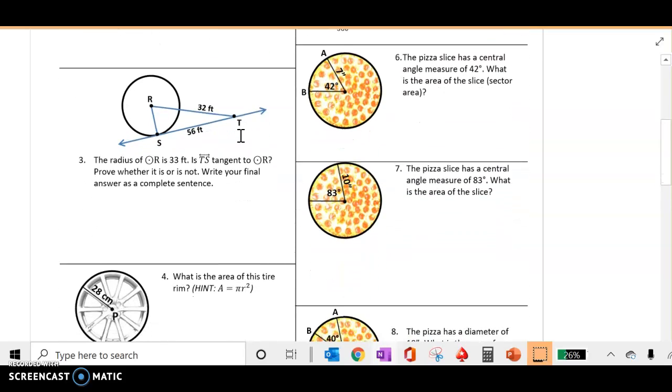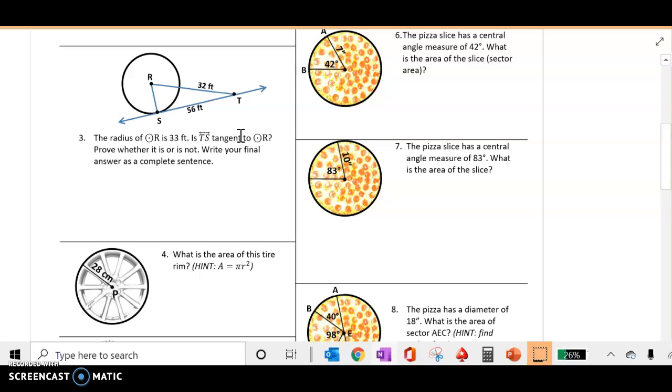Let's move down to problem number 3. I'm going to go quick, because I have to make this video and it can't be too long. You can always pause and rewind if you need to. Number 3, the radius is 33 feet. Is TS tangent? Well, if it's tangent, that means that this is a right angle.